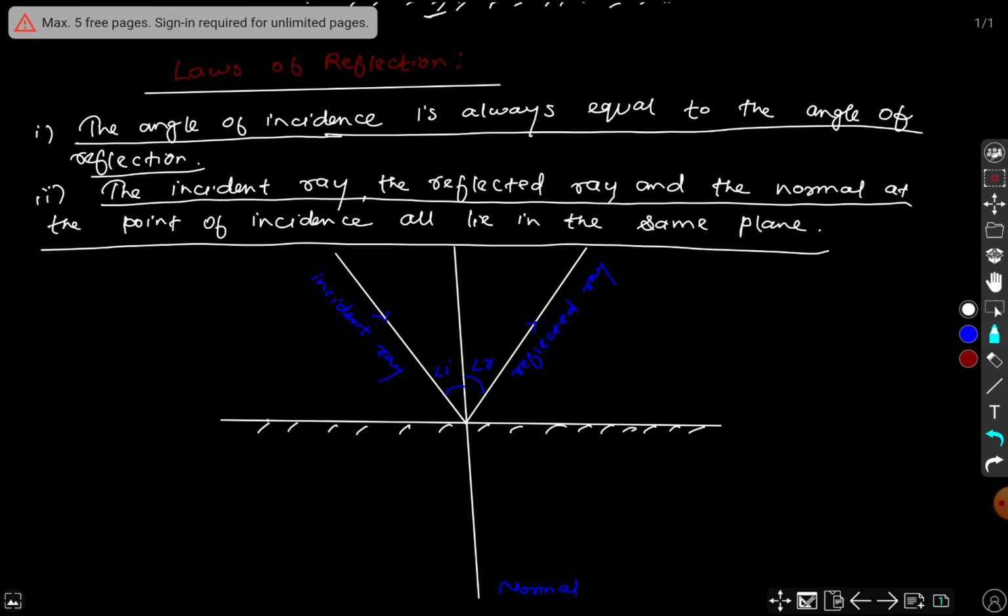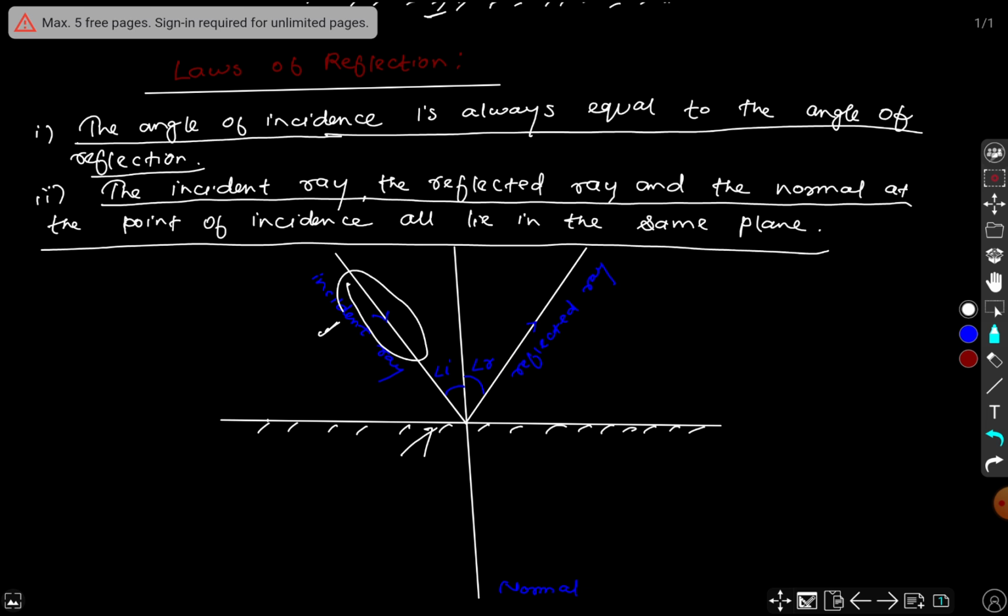Now in order to understand these two points under laws of reflection, you will have to understand what is incident ray, reflected ray, angle of incidence, angle of reflection and normal. So let's start one by one. Incident ray. What is incident ray? The light rays coming from the source before striking the surface is called incident ray. This portion is incident ray.